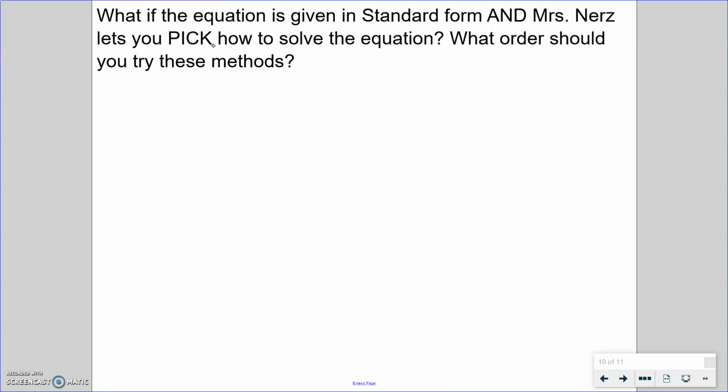What if the equation is given in standard form and Mrs. Nurs lets you pick how to solve the equation? What order should you try these methods? Okay, so if it's given to you in standard form, sometimes I'll say complete the square and change it into vertex form, then solve for the equation or something like that. But what if I say solve it however you want to? Okay, here's the order. You should try factoring it first.